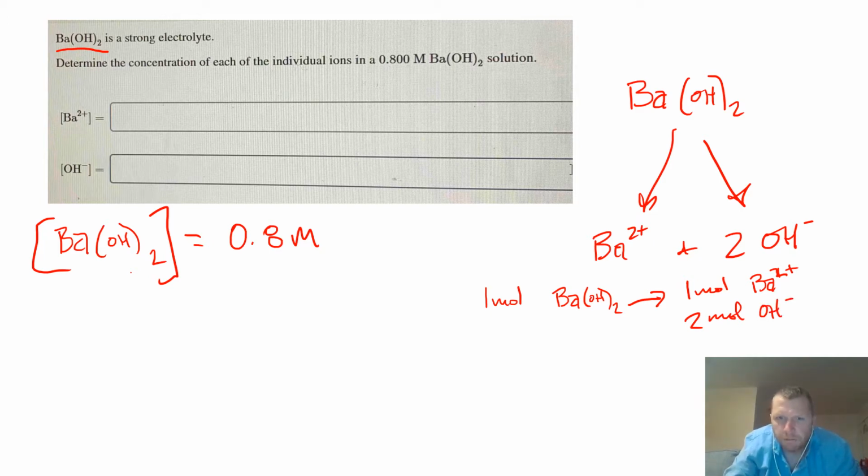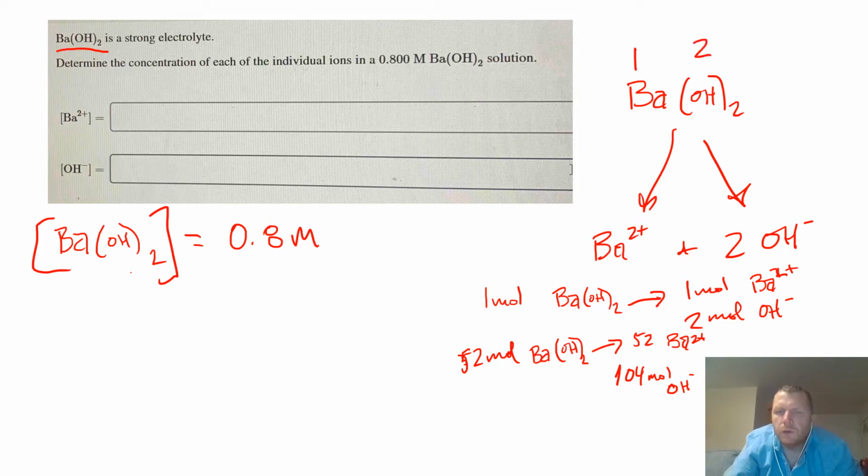Likewise, if you have, let's say, 52 moles of BaOH2, then you'd have 52 moles Ba2+ and 104 moles of OH- ions. Okay, so that's how you need to set this up, because you have a 2-to-1 ratio in your compound right here. 1 mole of this for every 2 moles of this.